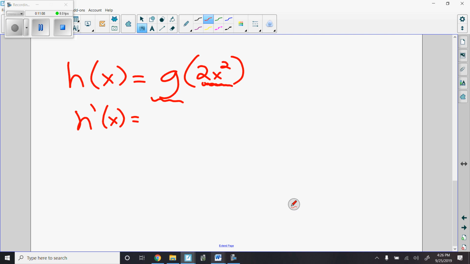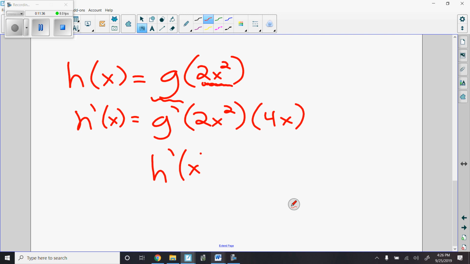So if I wanted to find h prime of x, I can still do the derivative of the outside with respect to the inside. So my derivative here would be g prime of 2x squared. That's the derivative of the outside with respect to the inside. And then I would just need to multiply by the derivative of the inner function. Well, the inner function, 2x squared, that derivative would be 4x. So I know h prime of x could be written as 4x g prime of 2x squared.